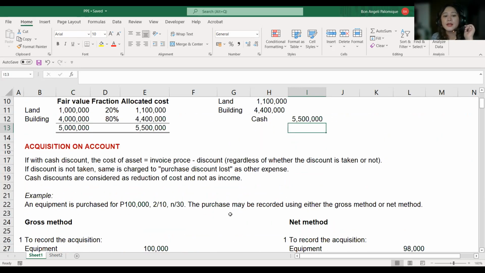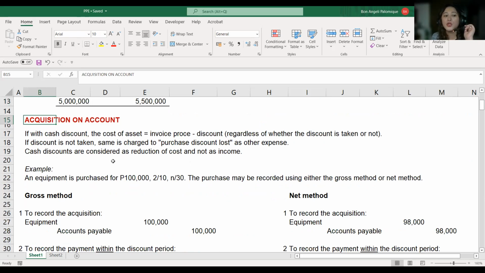Okay, next, acquisition on account. So acquisition on account, sabi ko ito yung true true payable. So may binabayaran tayo, inutang lang natin yung PPE or yung equipment kunyari na binili natin. Tapos, ang kailangang rule na tandaan mo about acquisition on account is kapag may cash discount, the cost of asset is equals to the invoice price. So invoice price less discount, regardless kung nakuha niya yung discount or not. Laging minus na agad siya sa equipment.